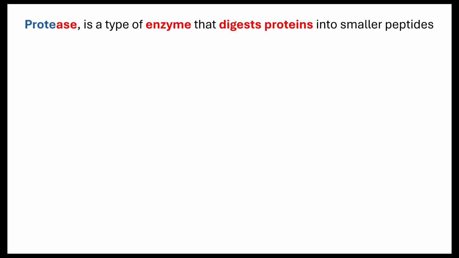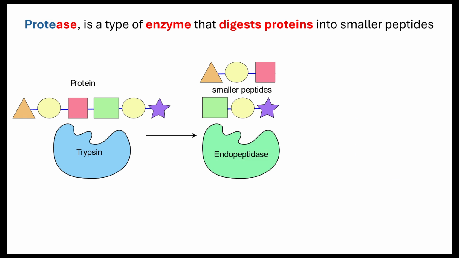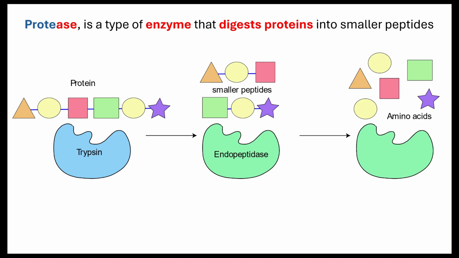Now, a protease is a very specific type of enzyme that is going to digest proteins into smaller peptides. So if we have trypsin, as we were just looking at, trypsin is a protease which is going to break our proteins down into smaller peptides. Then we have endopeptidase. This is another enzyme, another protease, and this is going to break our smaller peptides down into our amino acids. So it's important to note when they tell you in an exam, if it's a protease, then you know that that enzyme is going to break down proteins.